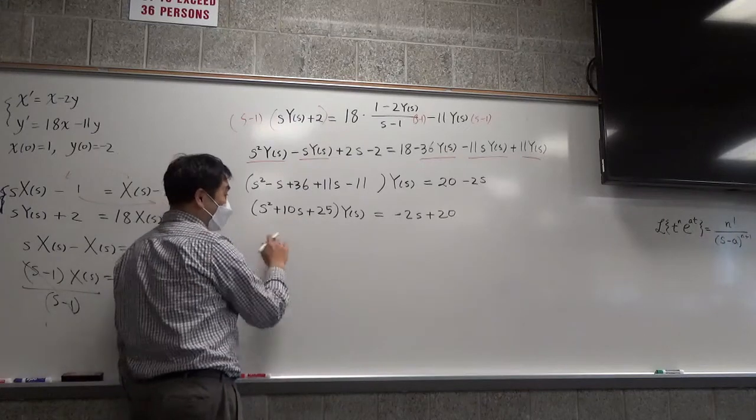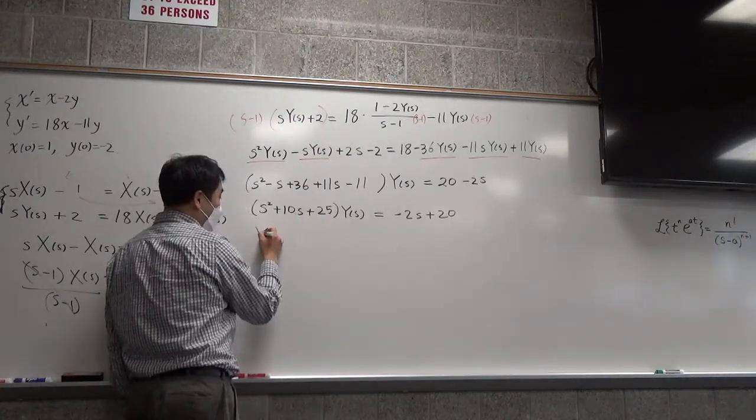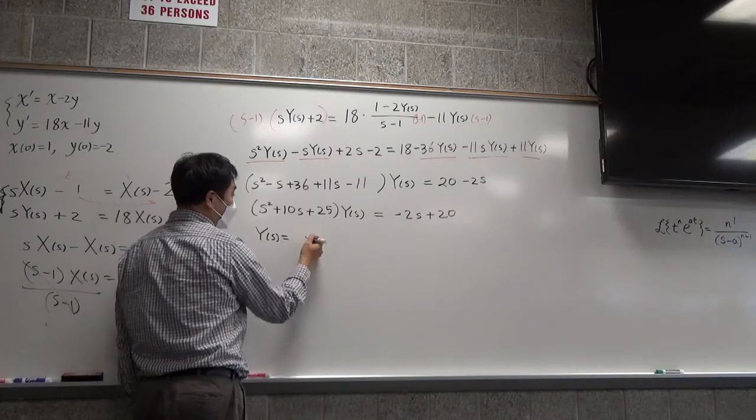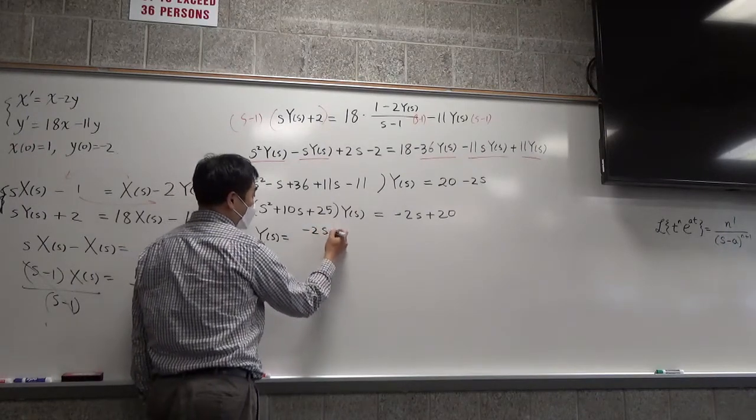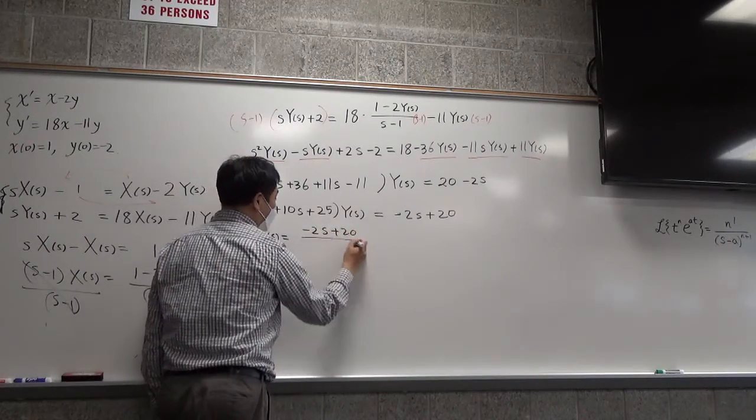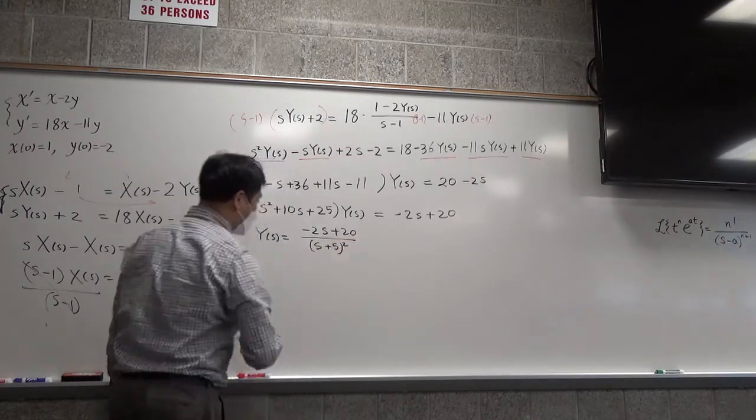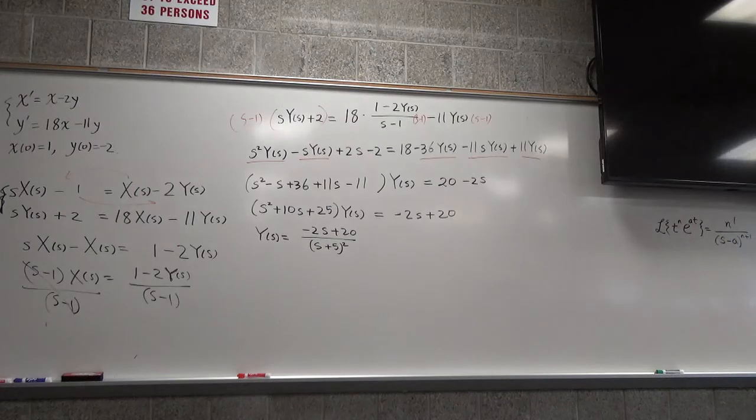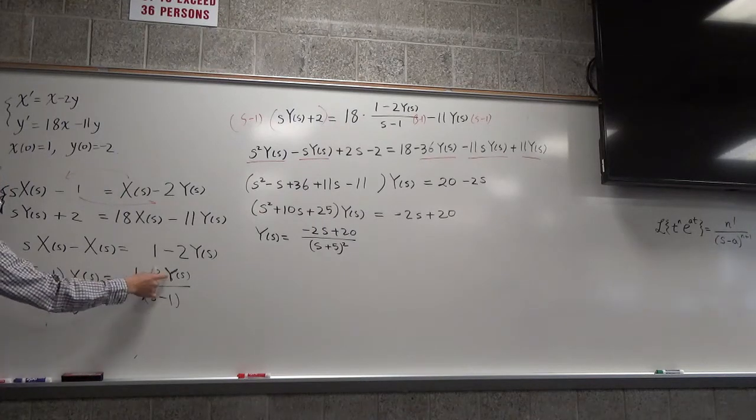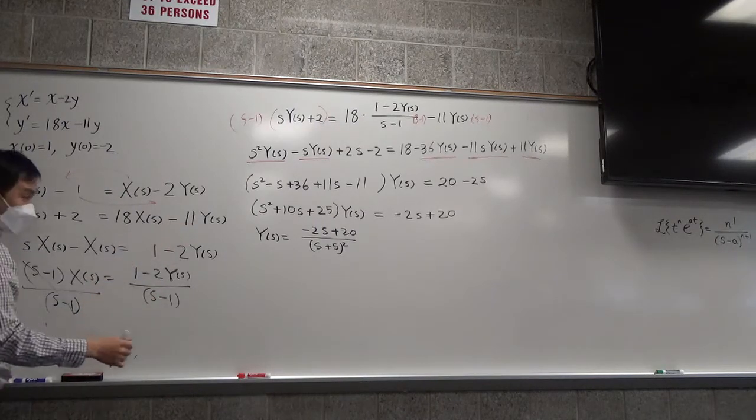It's a complete square. So you divide, you get y of s equals to negative 2s plus 20 divided by s plus 5 squared. Okay. So we found y of s. It's pretty nice, right? But we still have to figure out x of s because we didn't fully find x of s. In order to find x of s, you should replace y of s by that thing that we found.